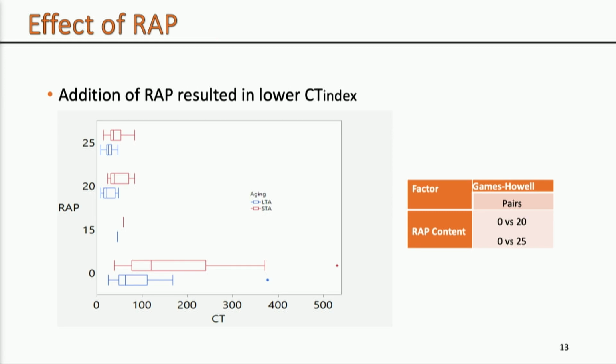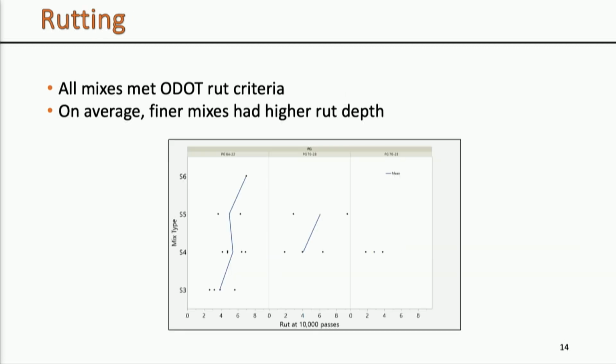RAP, for the most part, tends to decrease the cracking resistance. Whenever we go from 0% RAP to 20%, 25%, you see a significant decrease in the cracking resistance. And that's not just because of the RAP itself, but also because in some of those virgin mixes we use polymer modified binders, whereas when we start adding RAP, we don't want those stiff polymer modified binders, so we tend to use a PG64 binder or a PG58 binder, which is not polymer modified. So that also contributed to the reduction in the cracking resistance.